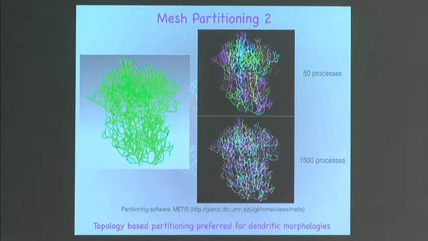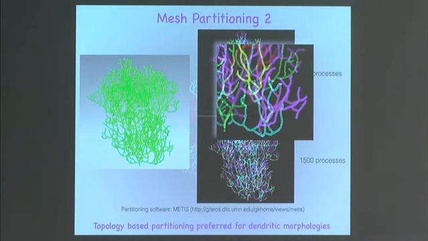So instead you need to come up with a method which actually makes use of the topology of this dendritic tree, and which partitions this, taking into account the defined topology of these branches, and which keeps branches together as much as possible, basically.